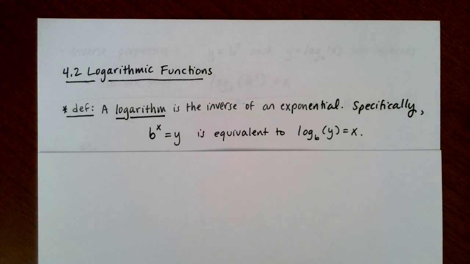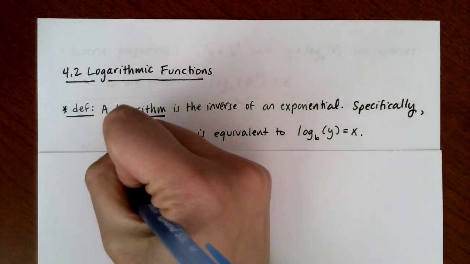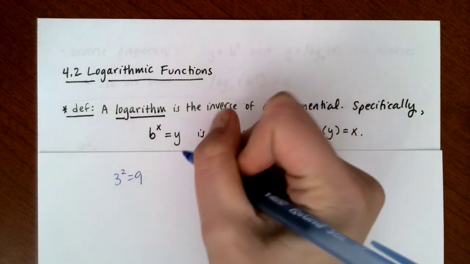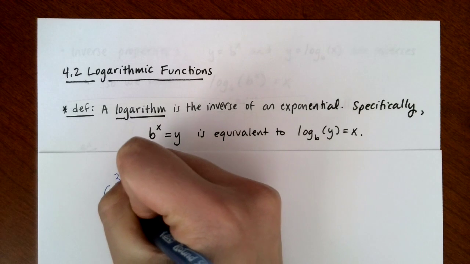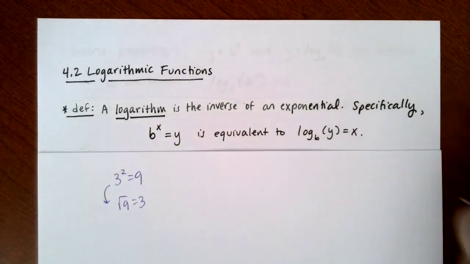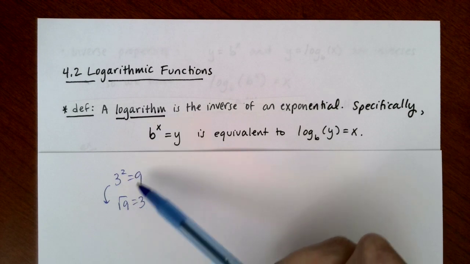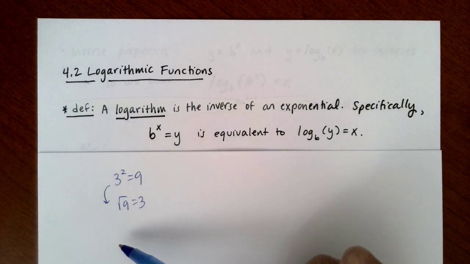So if we can write 3 squared equals 9, that's equivalent to saying that the square root of 9 is 3, right? So this is like inverses in action, right? Where it's like two different ways to write the same relationship or the same equation, really.